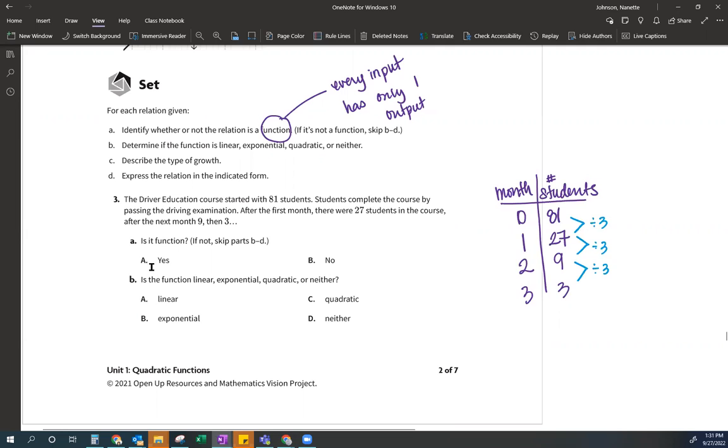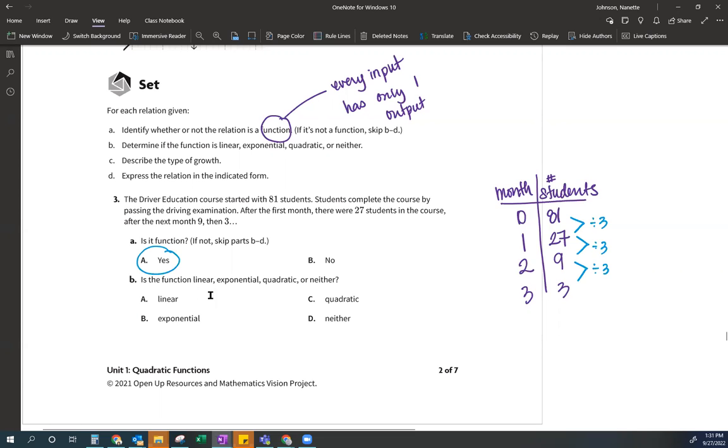So is this a function? To me, the answer is yes, because for month 0, there was only one number of students. It was 81. After the first month, it's 27 students. There weren't 27 and 35 students. It's just 27. See, this person only has one birthday, on the 27th. Person number 2 only has one birthday, on the 9th. So the answer to the first question is yes, it's a function.